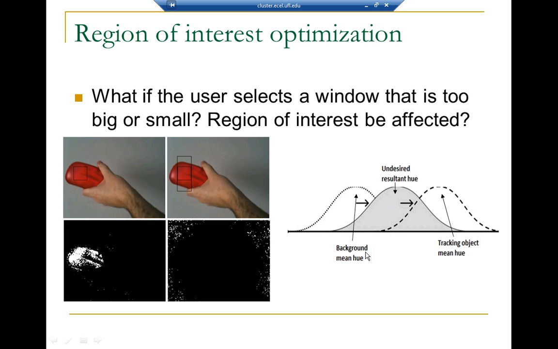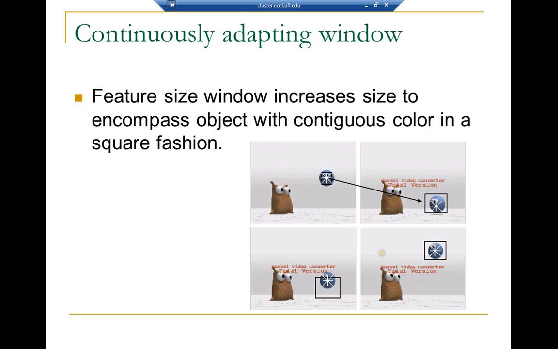To alleviate the problem, instead of using the mean, I use the median, since it is assumed that the user is able to select at least 50% of the object. Hence, the window consists of at least 50% of the object of interest. Now, a few things about this algorithm is that it continuously adapts the window to increase to fit the size of the object, so that it encompasses the whole object, as long as the object has a contiguous color.